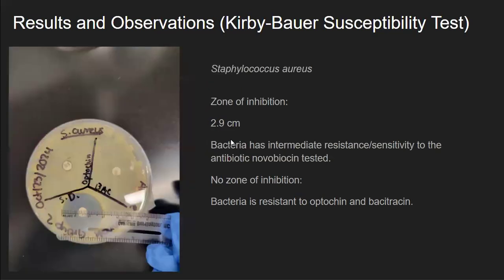For Staphylococcus aureus, the zone of inhibition for novobiocin was 2.9 centimeters, which means that the bacteria has intermediate resistance/sensitivity to the antibiotic novobiocin tested. However, the bacteria is resistant to optochin and bacitracin as there was no zone of inhibition either.